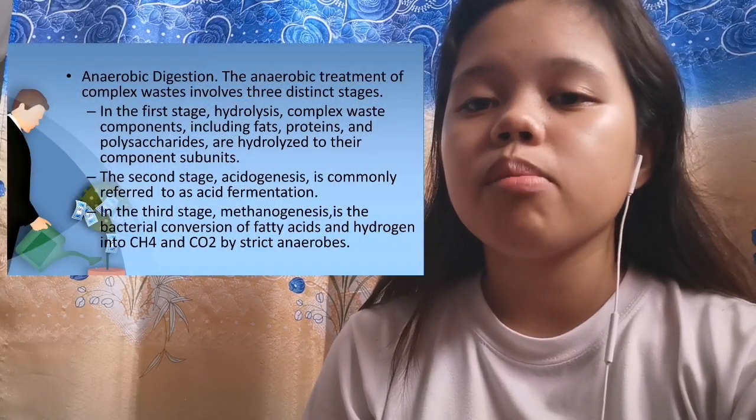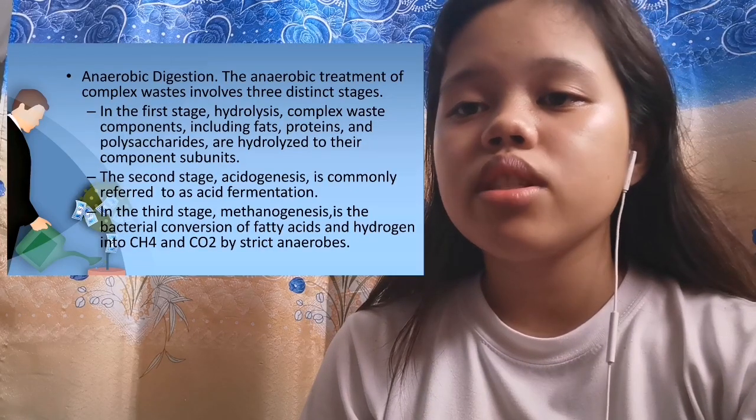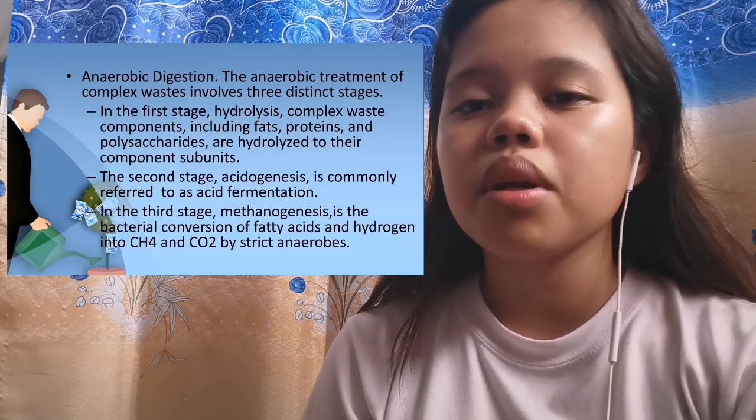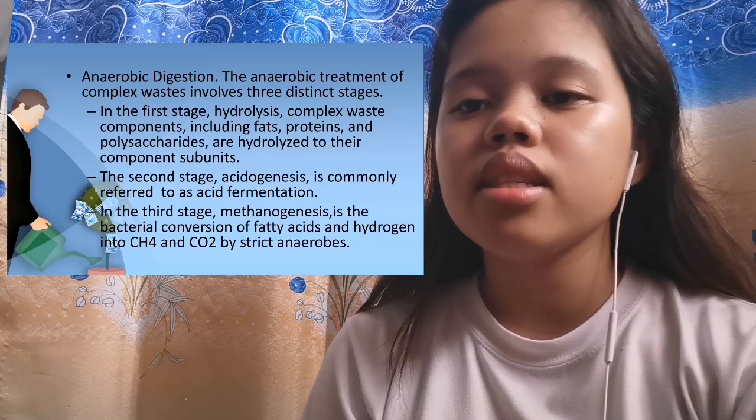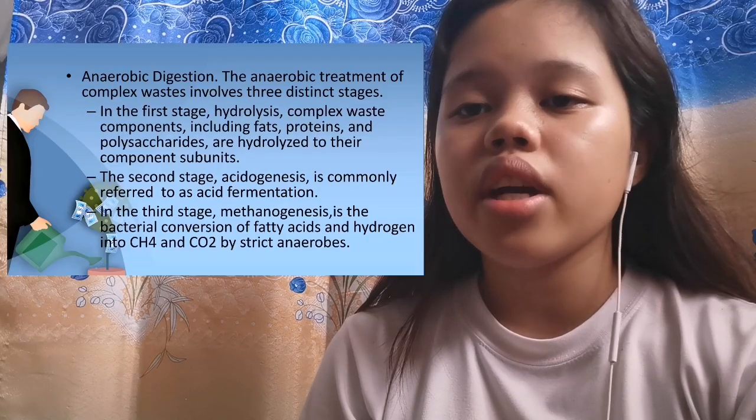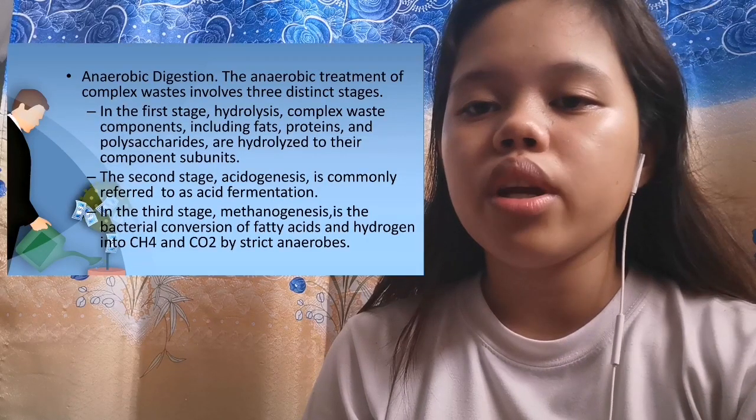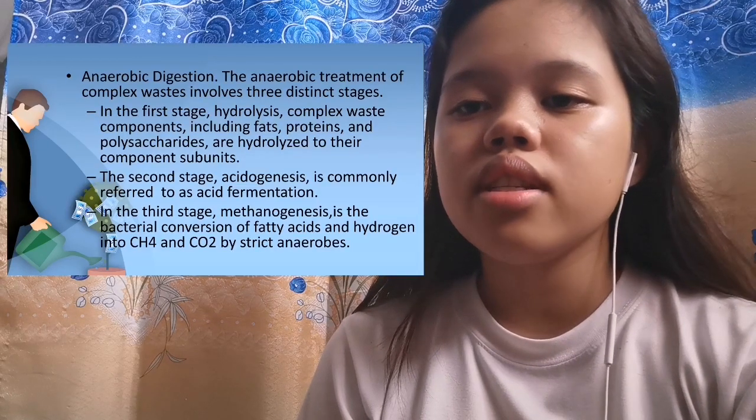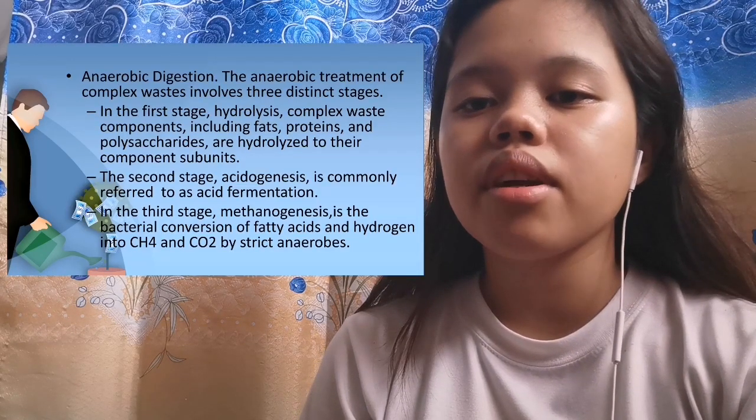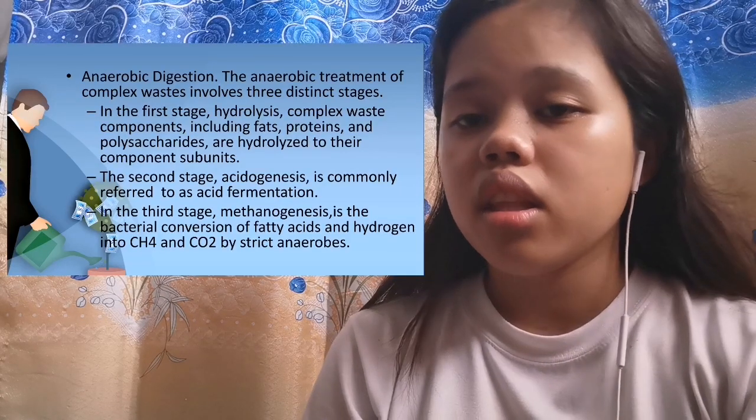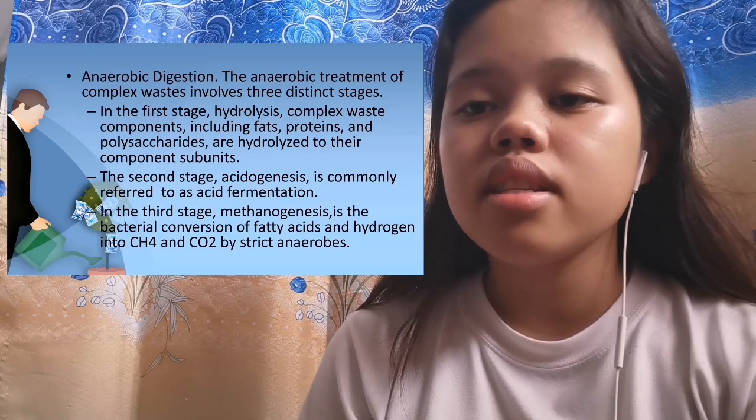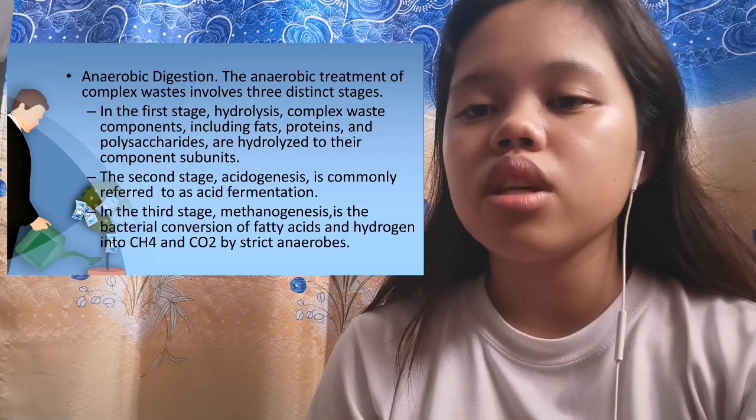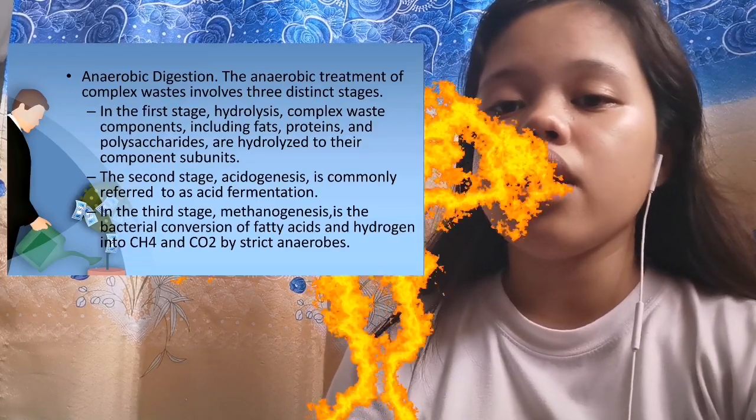The anaerobic treatment of complex waste involves three distinct stages. In the first stage, hydrolysis, complex waste components, including fats, proteins, and polysaccharides, are hydrolyzed to their component subunits. The second stage, acidogenesis, is commonly referred to as acid fermentation. In the third stage, methanogenesis is the bacterial conversion of fatty acids and hydrogen into CH4 and CO2 by strict anaerobes.